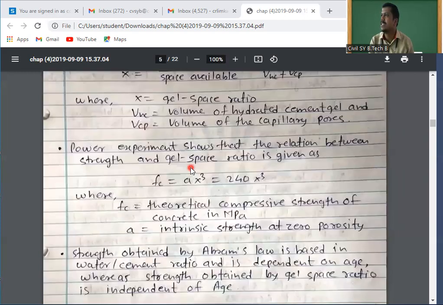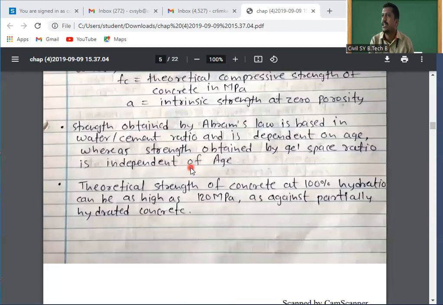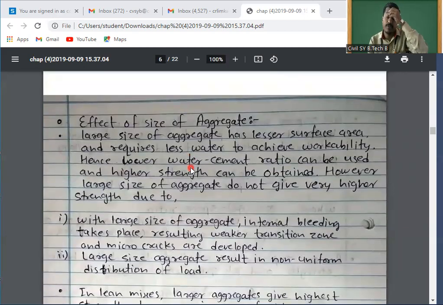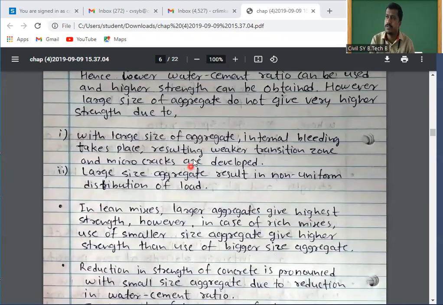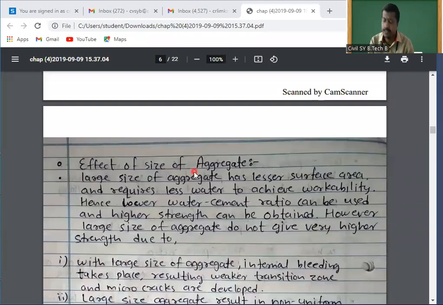So this is about the gel space ratio we have discussed. Now let us move forward to the next part, effect of size of coarse aggregate. Okay. Now how it is important for us to understand this phenomenon, that is nominal size of coarse aggregate or the size of coarse aggregate.